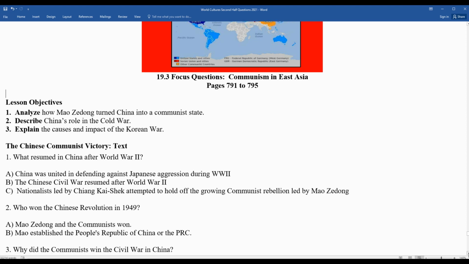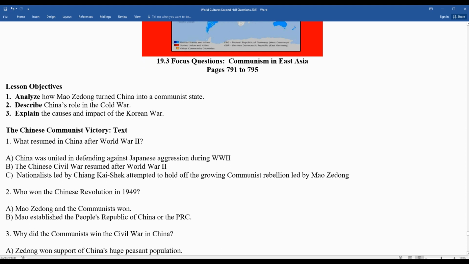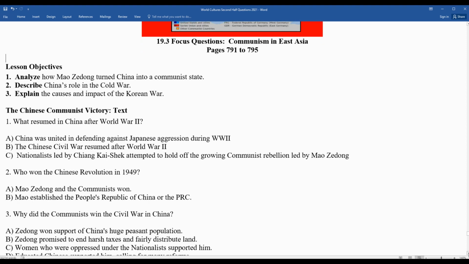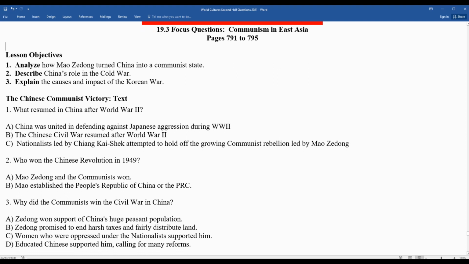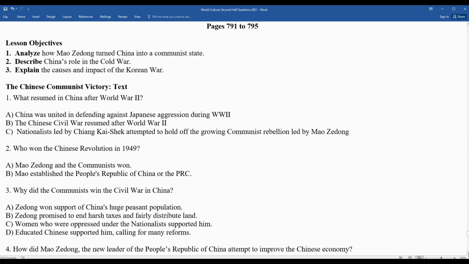3, why did the communists win the Civil War in China? Zedong won support of China's huge peasant population. Zedong promised to end harsh taxes and fairly distribute land. Women who were oppressed under the nationalists supported Mao Zedong with the hope that life would be better for them. And educated Chinese supported him, calling for additional reforms.